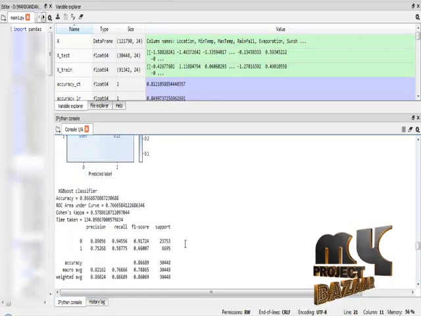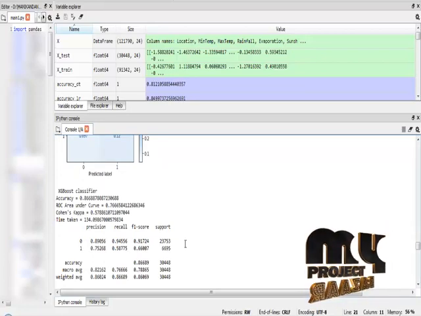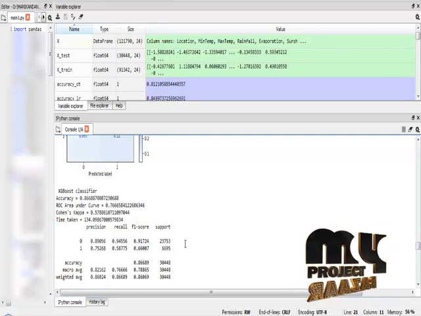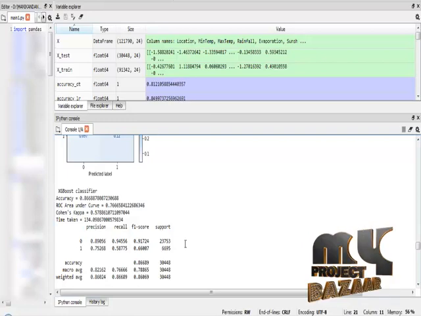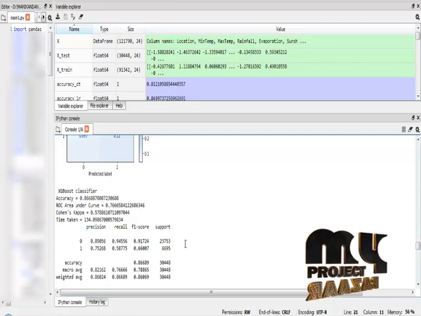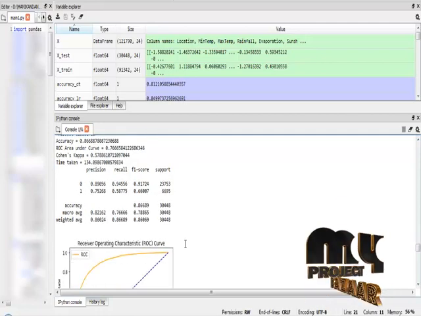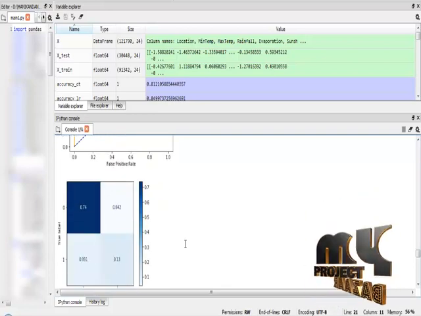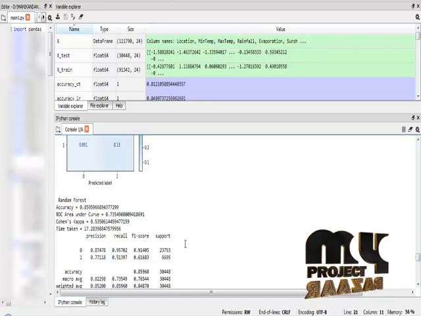And this is the boosting algorithm. The XGBoost algorithm accuracy is 86%, the ROC area under curve is 76, the Cohen-Kappa score is 57, and the time taken for training is 134 seconds. The XGBoost algorithm takes more than 134 seconds because it builds a larger number of decision trees to get the best result. That's why the time is 134 seconds. And here are the classification report, ROC curve, and confusion matrix for the XGBoost algorithm.